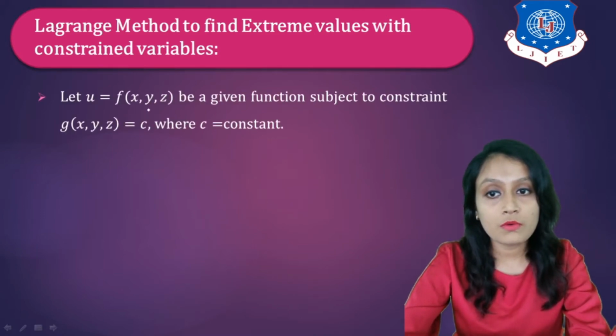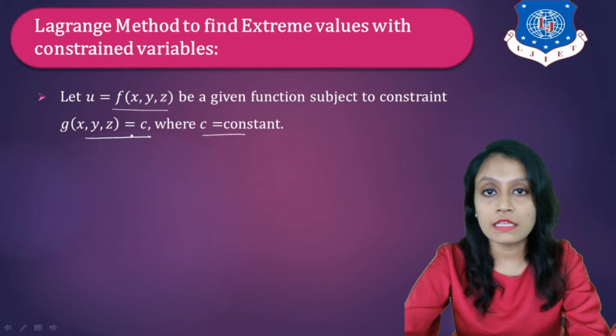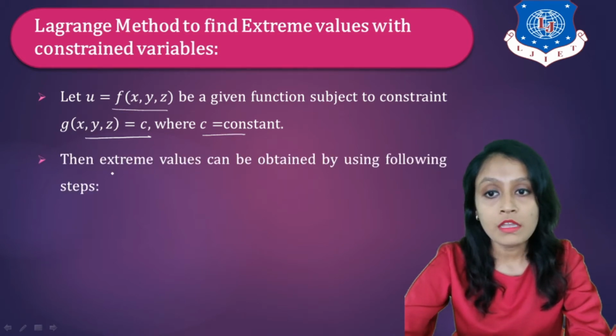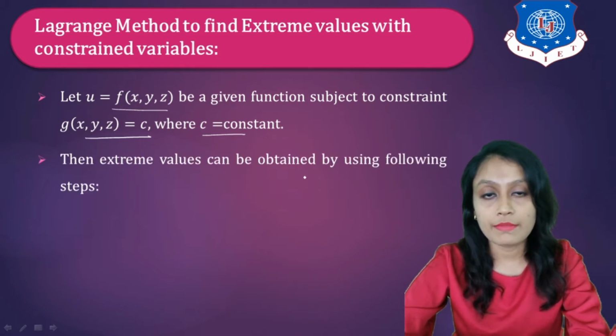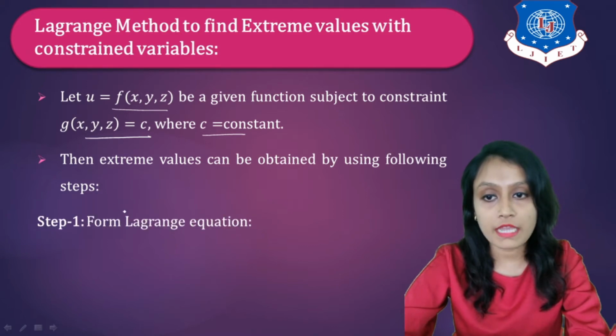Let u equal f of x, y, z be a given function subject to the constraint g of x, y, z is equal to c. This is the constraint given and this is the function given, where c is a constant. So the extreme values can be obtained using the following steps.